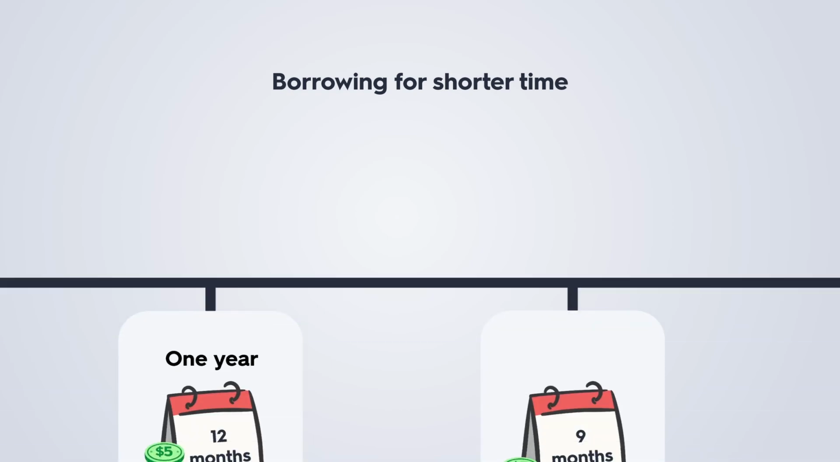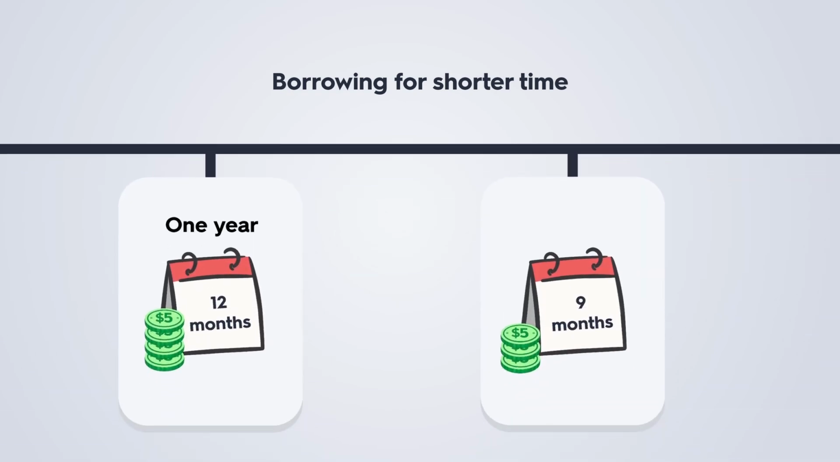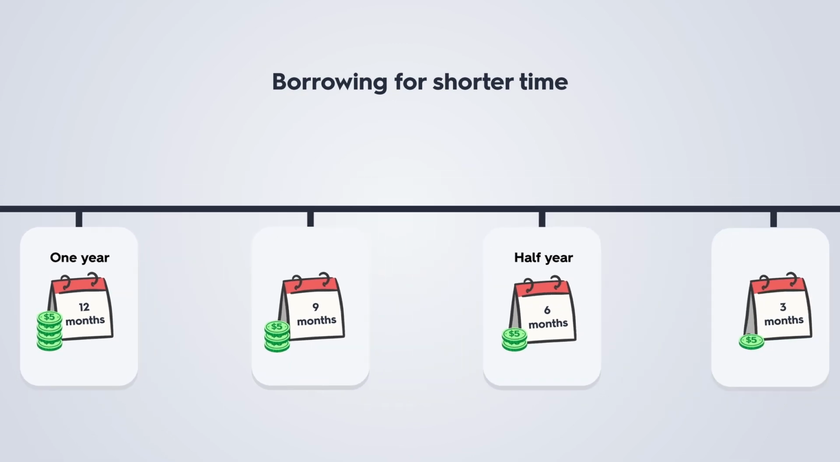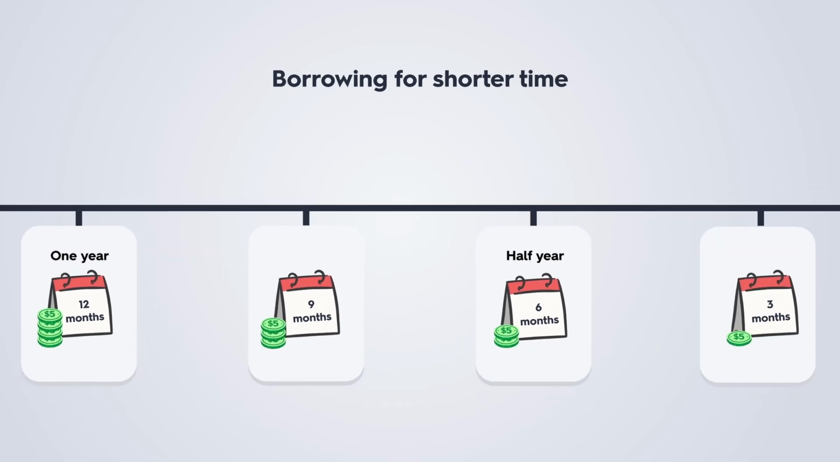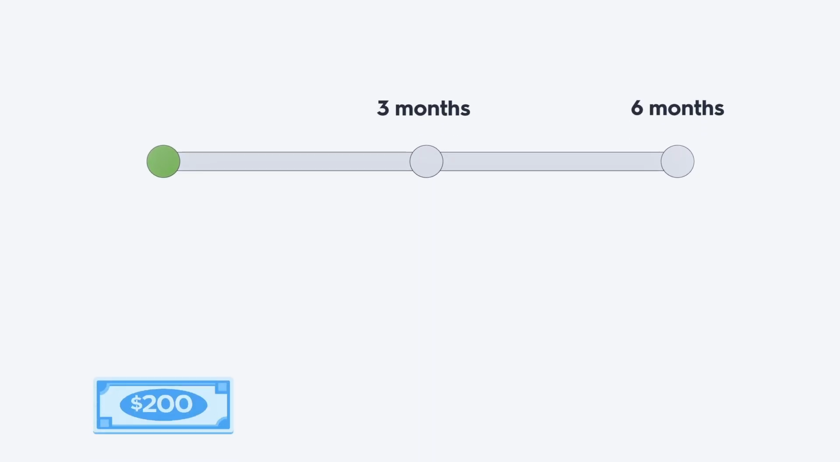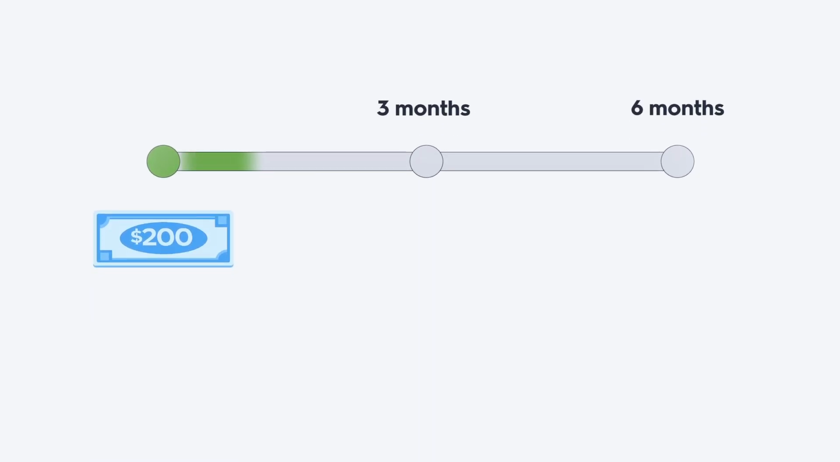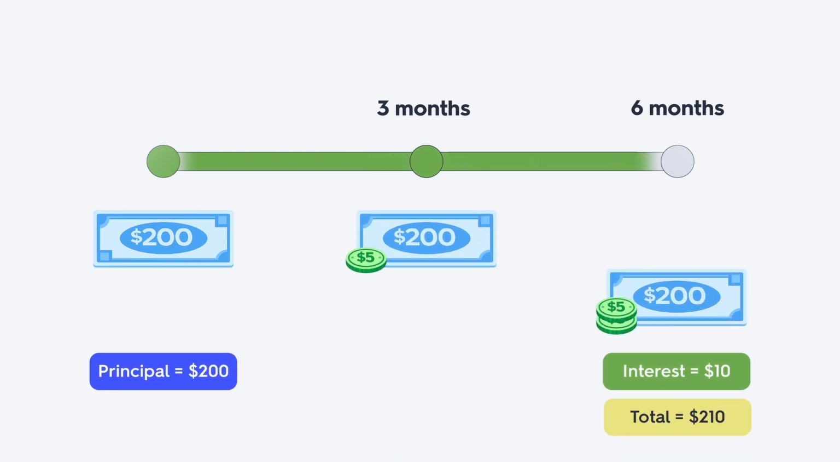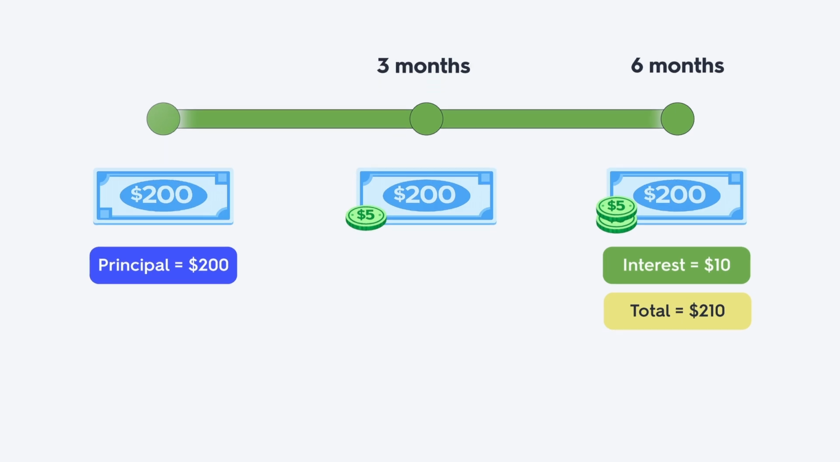Now let's take it one step further. What if you borrow money for less than a year? Since interest depends on time, borrowing for less time usually means less interest. For example, suppose you borrow $200 for 6 months, and the interest for those 6 months is $10. Then the total you pay back is $210.